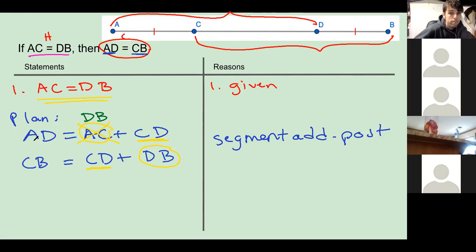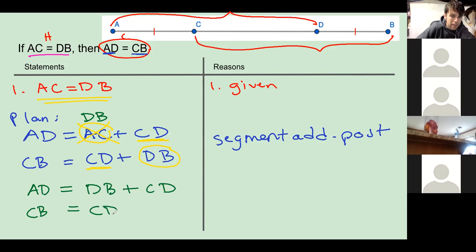Now I have these two equations, and I'm going to rewrite them, but I hope you notice that the right sides of these equations are actually the same. Not identical, but equivalent. They both have DB plus CD or CD plus DB. Those two expressions on the right sides of our equations are the exact same thing. Since they're the same thing, that means that these two would have to be equal.